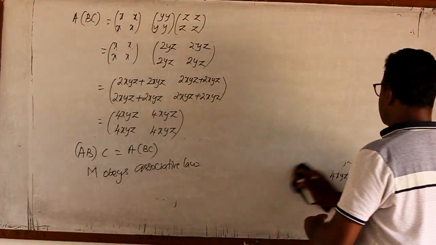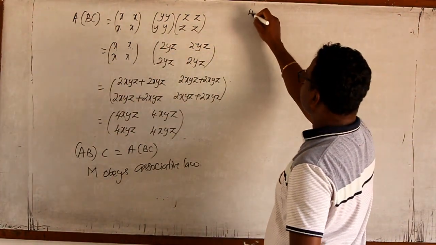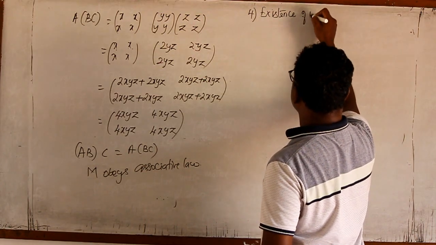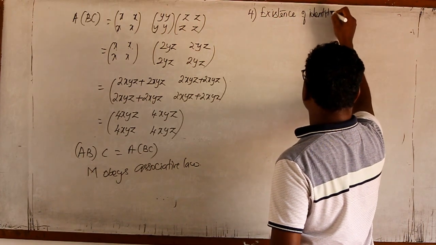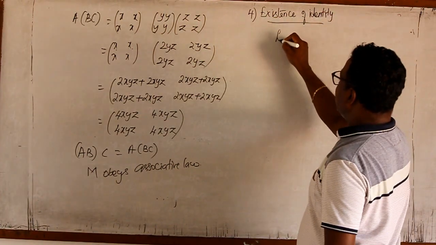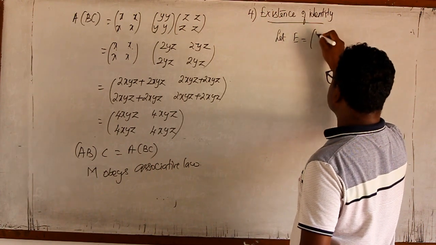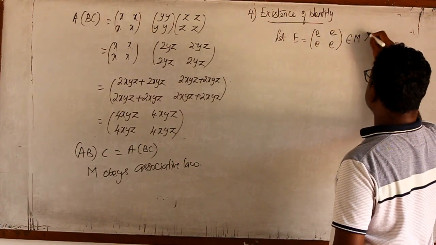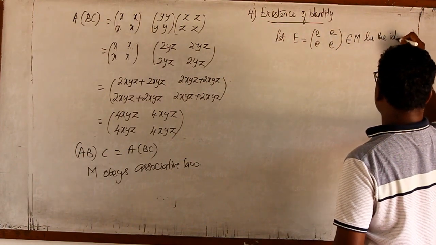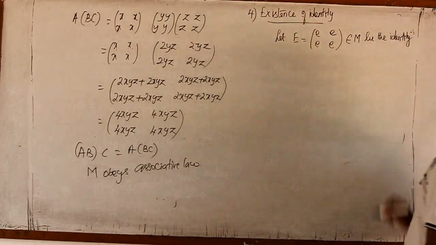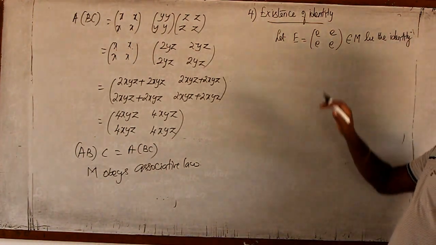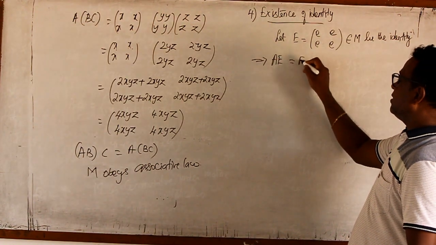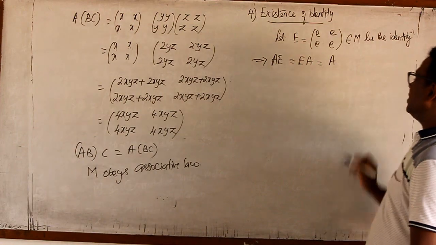Now we shall find what will be the identity. So, existence of identity. Let me take a matrix E, which is [e e; e e], belongs to M, be the identity. I do not know what the identity is, so let me find the identity. So let me take this matrix to be identity. Then this implies that either AE or EA, the answer will be A.